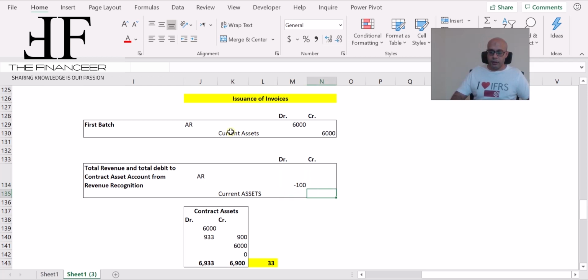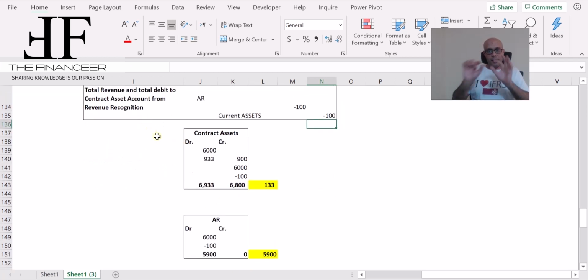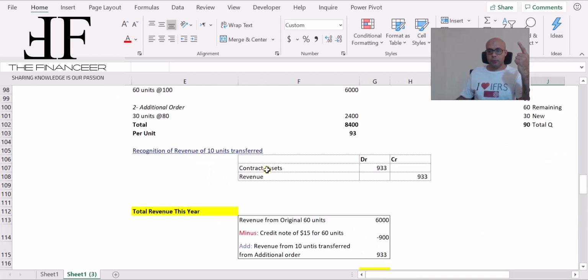Same value will be in the contract assets. So this is the same value in the contract assets. Now let's do a T account for the contract assets. In the contract assets, we recognize before revenue 6,000. And we recognize before revenue for the 10 units, which is 933. If you do remember here, this is the 933 contract assets.